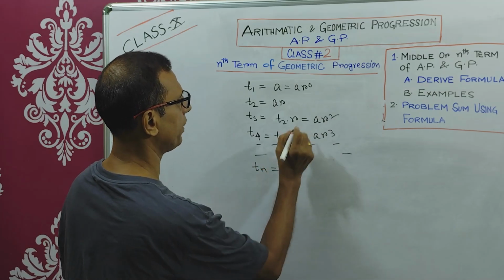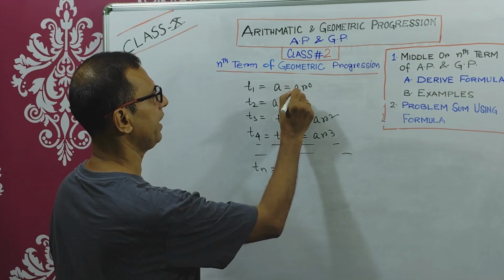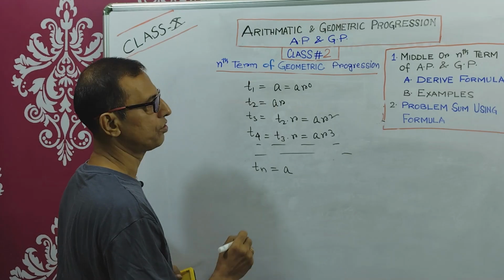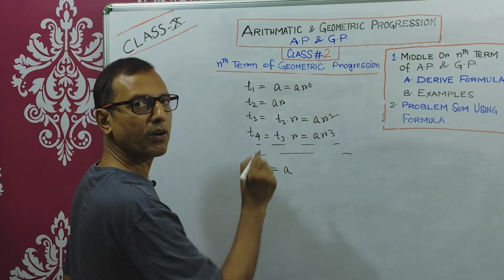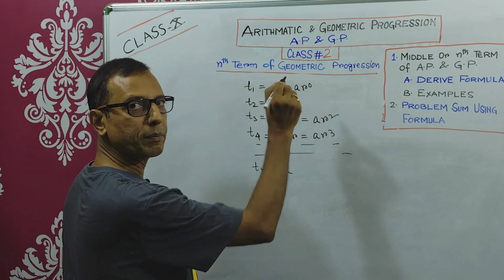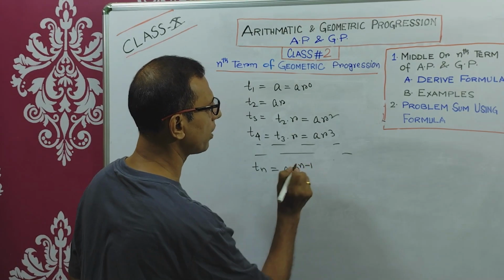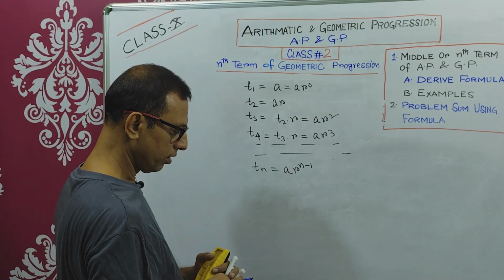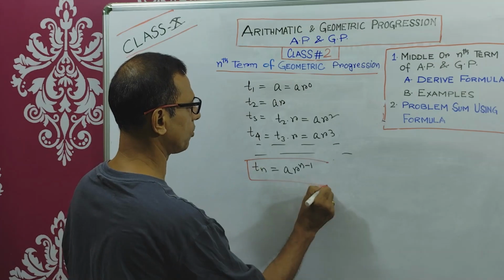Tn equals to, we can see everywhere starting from T1, it is A. Everywhere it is A. So, Tn also will be A. There is no change. But the power of R, the exponent of R, that is changing. For the first term it is 0. Similarly for the nth term, what will be the value? N minus 1. Right? So, that is how you can deduce the formula Tn equals A r to the power n minus 1.